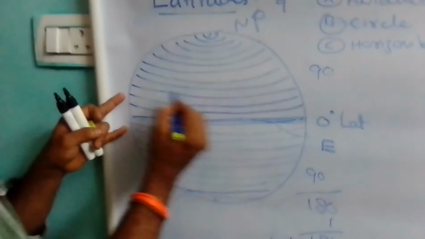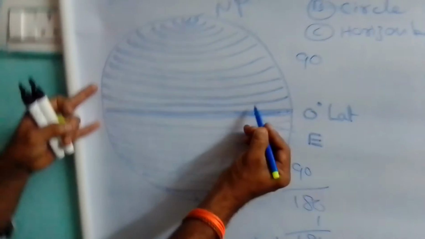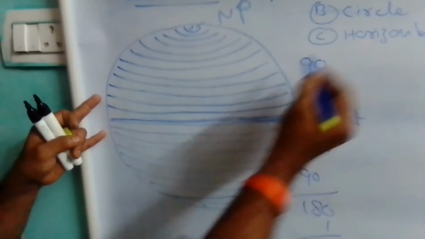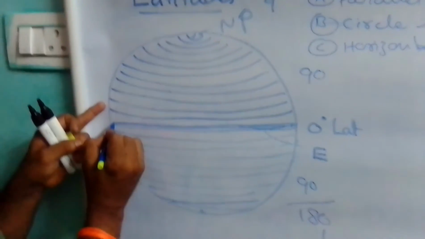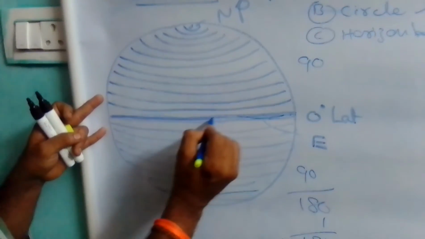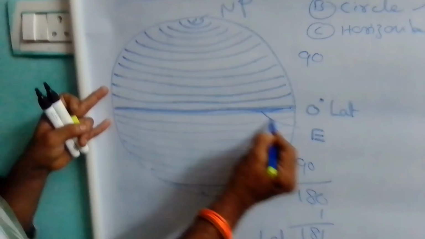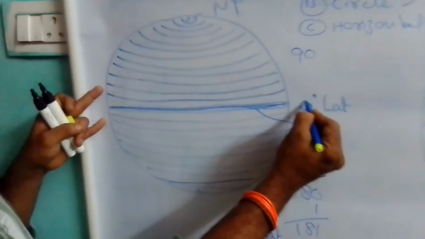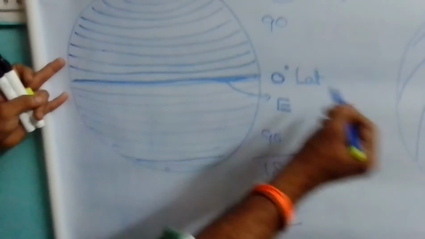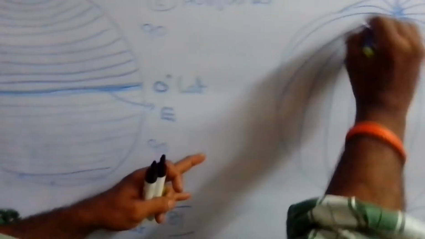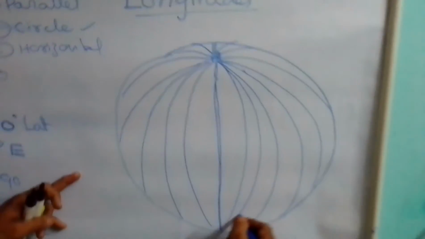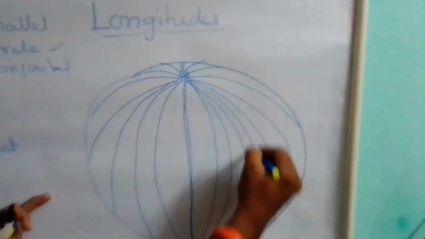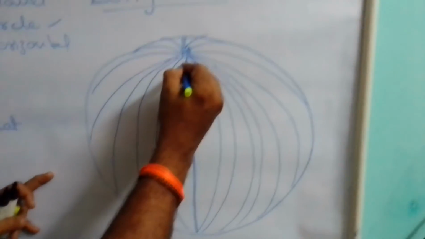The same way, these all lines are what? Actually, these are not lines, these are actually circles. So, among these circles, which is the longest circle? Equator is the longest circle, and it is also called 0 degree latitude. And then we have to draw here the vertical imaginary lines. These lines we call longitudes.